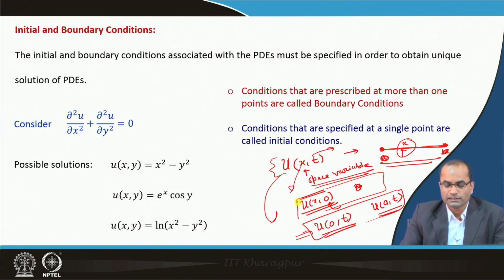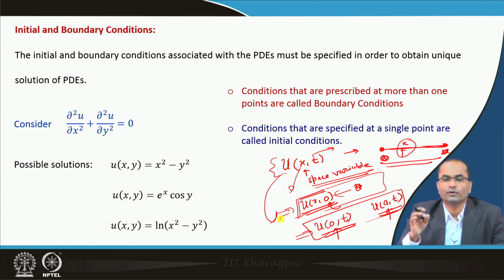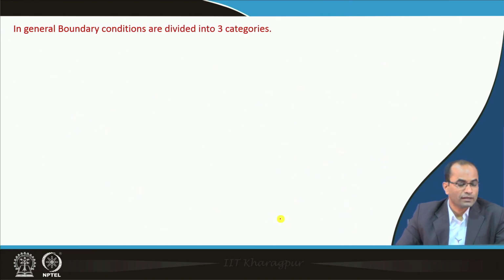As far as the initial conditions are concerned, they are prescribed at the 0 point, but here we have different points: at 0 it is prescribed, and at a again it is prescribed. These two ends of the given bar give the boundary conditions, and when the conditions are prescribed at one point, then we call this an initial condition.